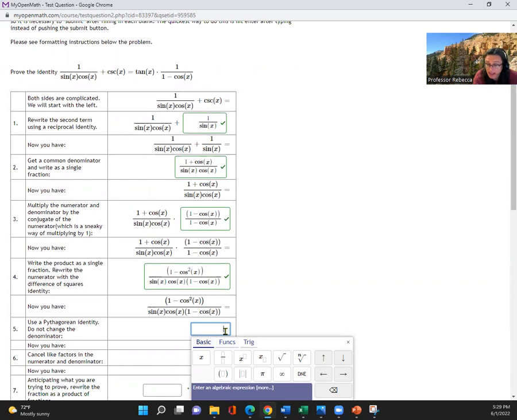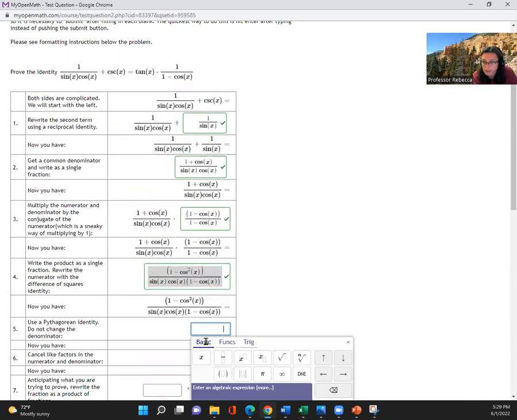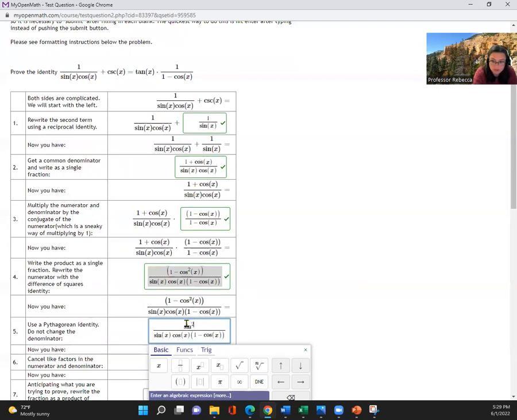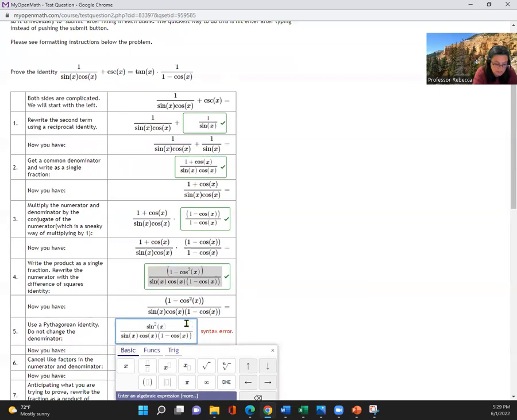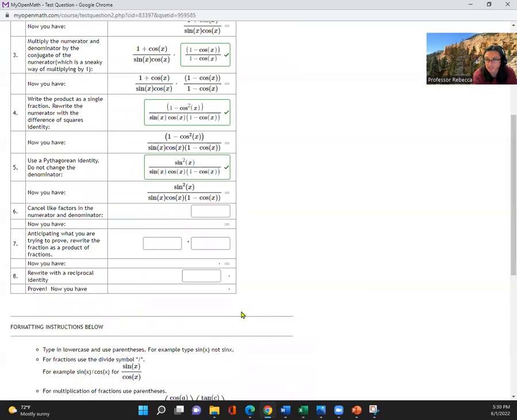It says use a Pythagorean identity, but don't change the denominator. Oops, so if I'm keeping the denominator the same, why not just copy that? And my Pythagorean identity that has cosine in it and 1 in it is sine squared plus cosine squared equals 1. Now I can subtract cosine squared from both sides, and that will leave me on this side with sine squared x. There we go, that's entered in.